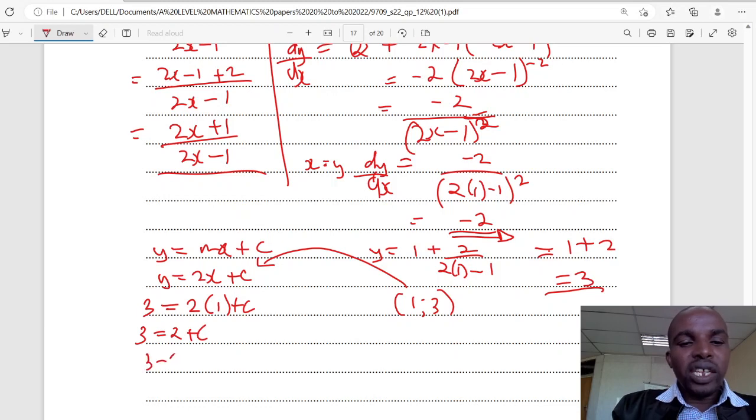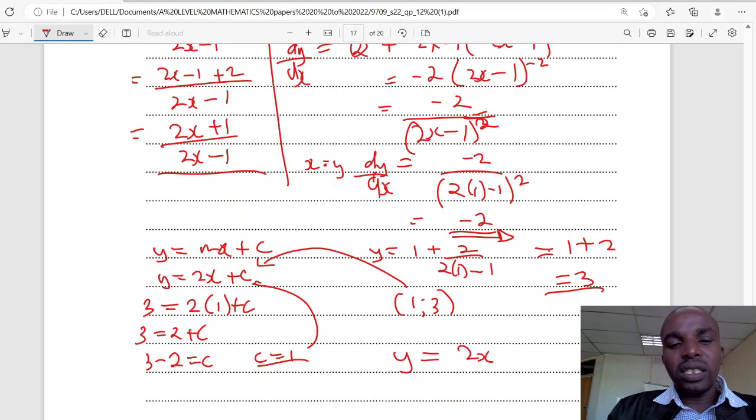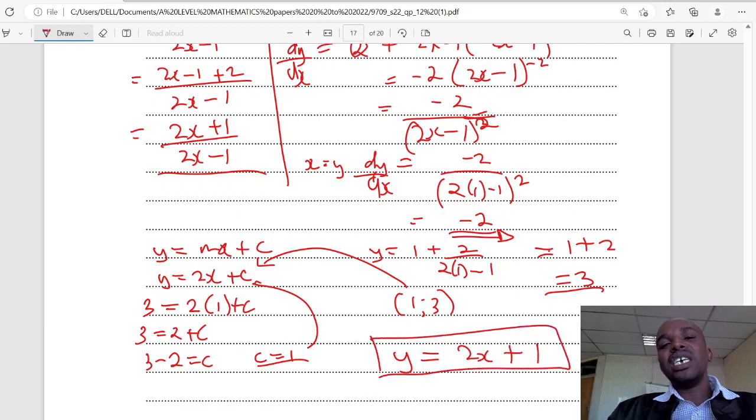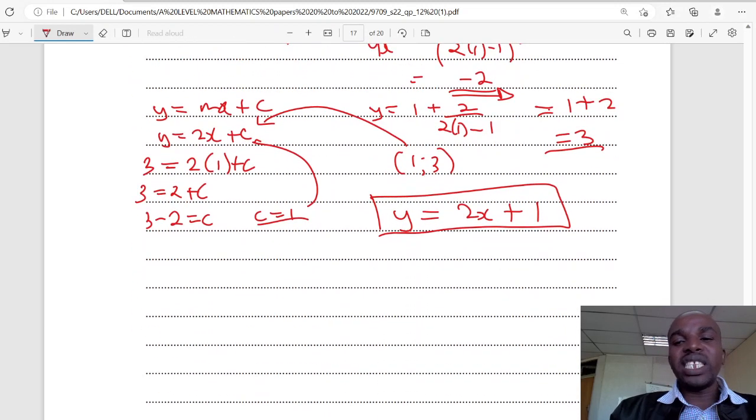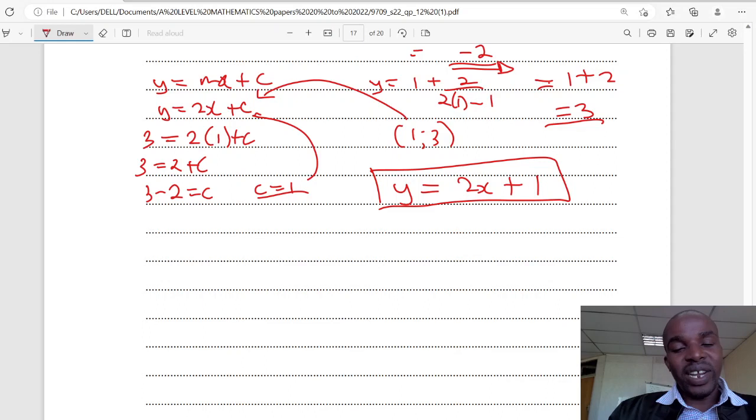Then 3 minus 2 is equal to c, so your c will be equal to 1. Now the equation will be y equals, you substitute here, y equals 2x plus 1. This one is the equation of the tangent. Now to find the area of the triangle, let's find the coordinate points where this tangent crosses the axes, right?